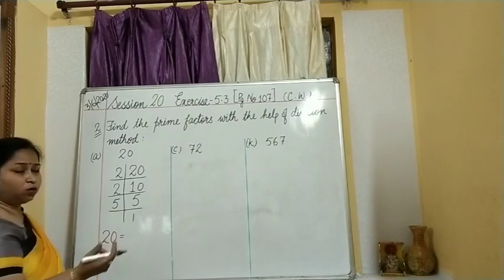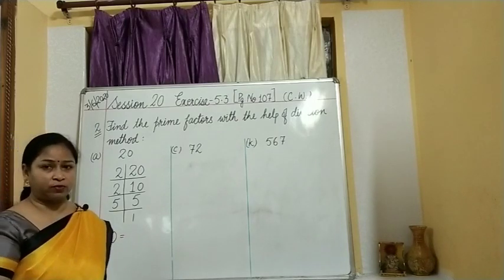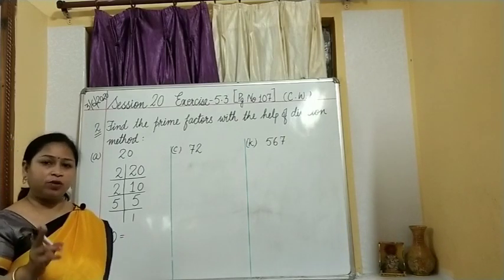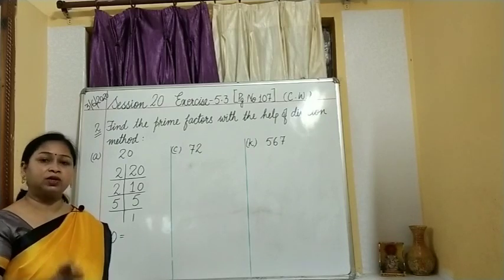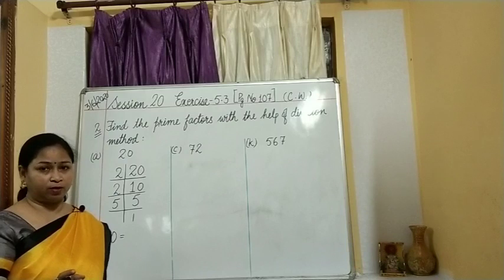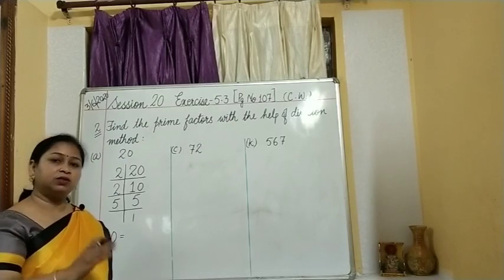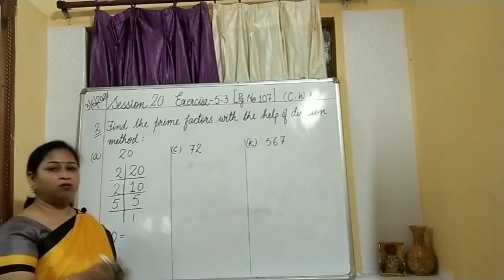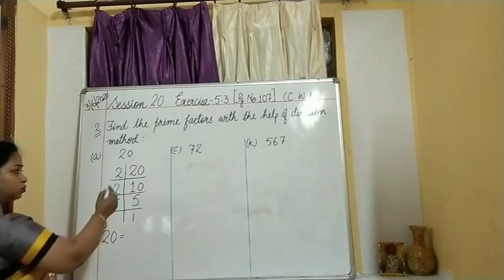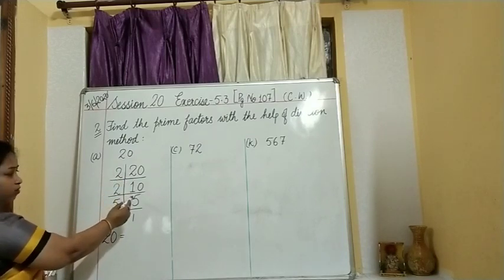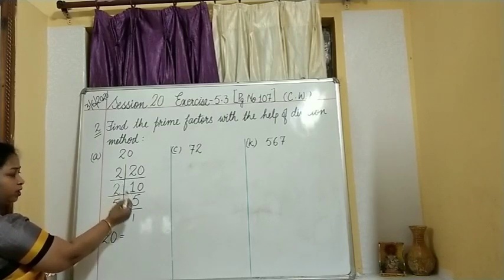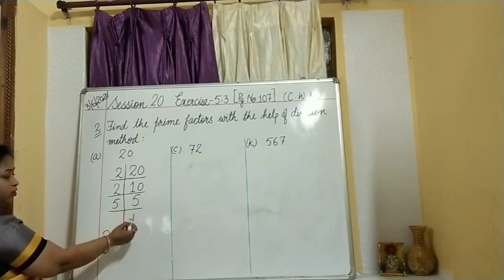You could have also done 4 5s are 20, isn't it? But tell me, is 4 a prime number? No. So we always start with the smallest prime number, check whether the number is divisible or not, and then we move on. Since 2 is the smallest prime number, we divided 20 by 2, we got 10. 10 divided by 2 again, 5, 5 divided by 5, so 1.